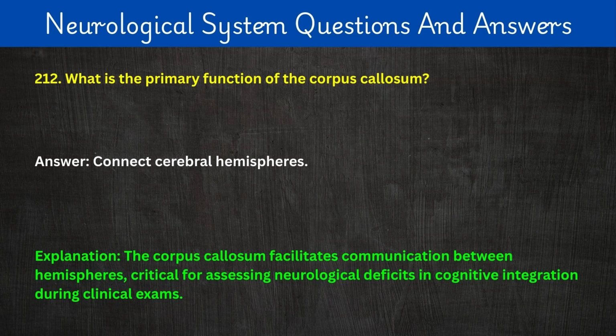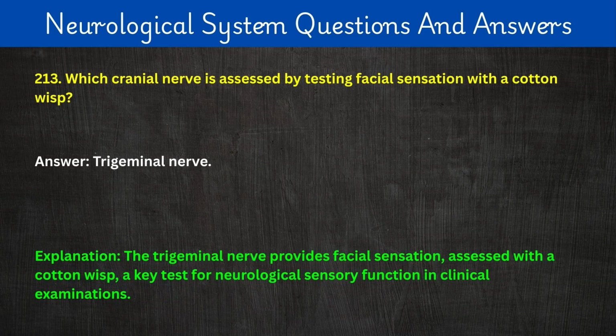212. What is the primary function of the corpus callosum? Answer: connect cerebral hemispheres. Explanation: the corpus callosum facilitates communication between hemispheres, critical for assessing neurological deficits in cognitive integration during clinical exams.